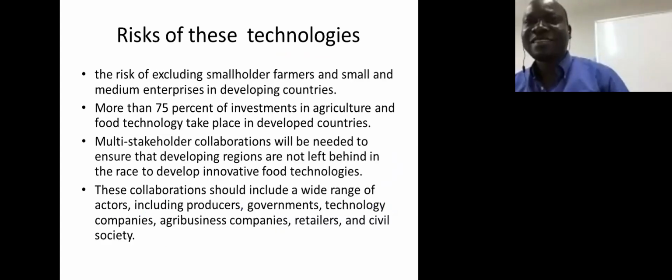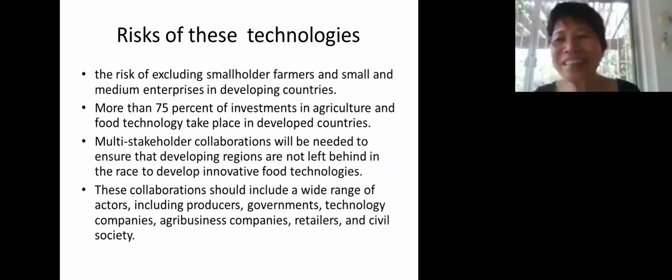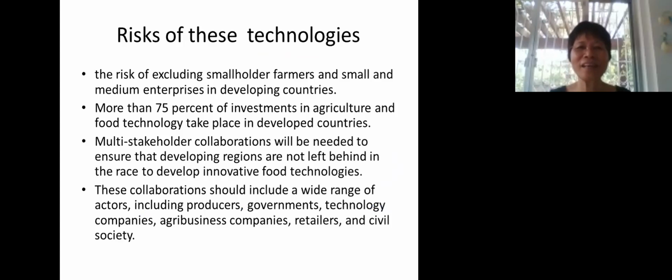Okay. Now, this technology is not all good. There are risks of these technologies as well. What are these risks? You are excluding smallholder farmers and small and medium enterprises in developing countries because they might not have this. More than 75% of investment in agriculture and food technology takes place in developed countries.